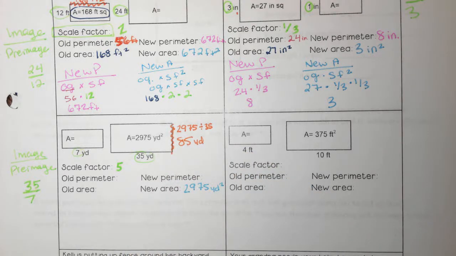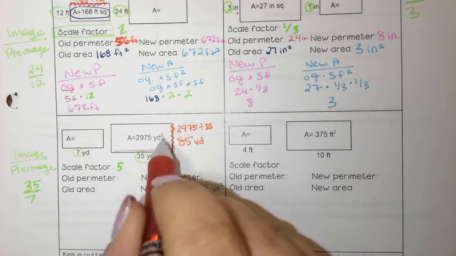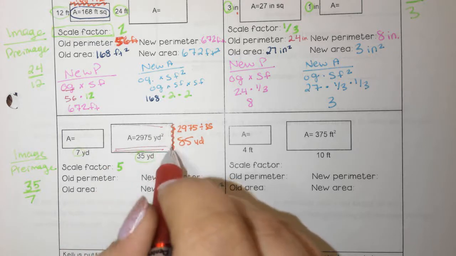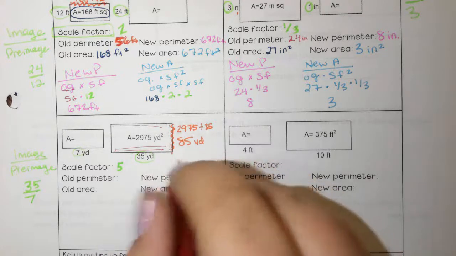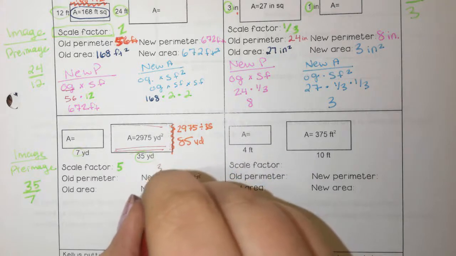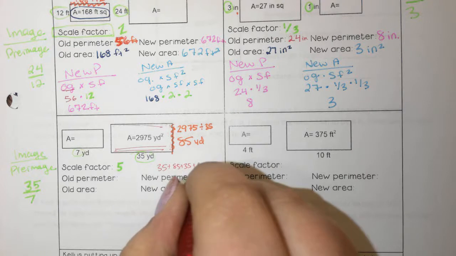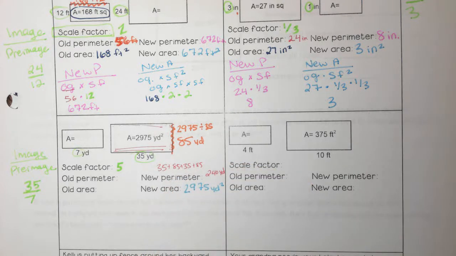Now I'm all set up to find the new perimeter. This is the new shape, and I have both the base and the height of the rectangle. So I can add 35 and 85, 35 and 85 again, which is going to get us 240. The perimeter would be 35 plus 85 plus 35 plus 85, or 240 yards.